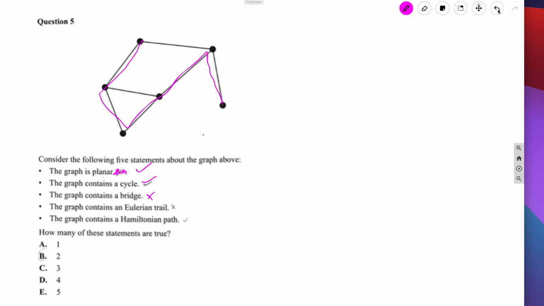Yep, so we can get a trail like that, and then we can do v plus f minus e is equal to 2. You might have it in other ways. So vertices 1, 2, 3, 4, 5, 6. Faces 1, 2, 3 for the unbounded. Edges 1, 2, 3, 4, 5, 6, 7. And we'll see, so that gives us 9 minus 7 equals 2. So that is also true.